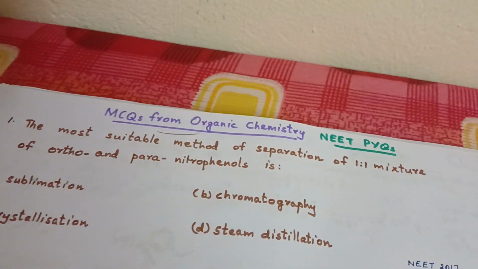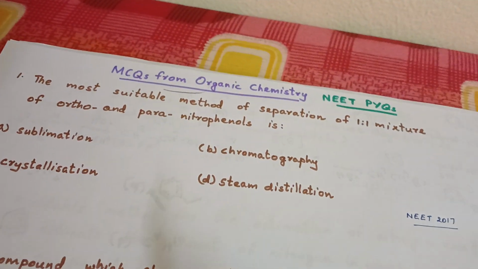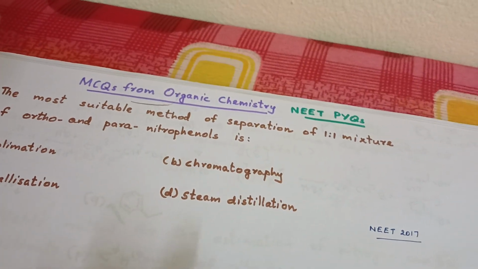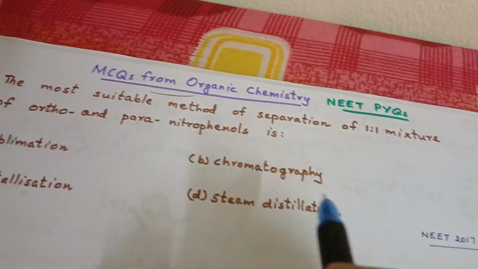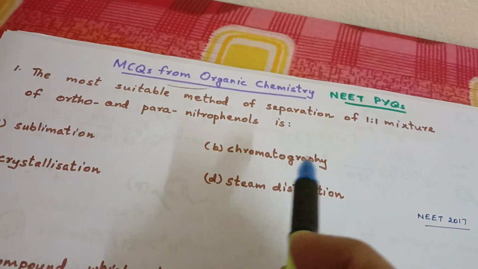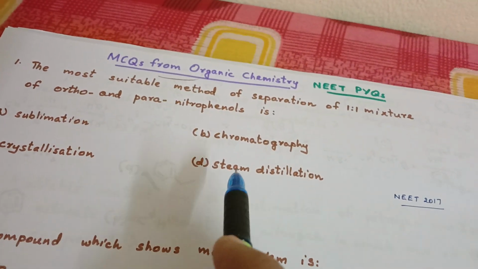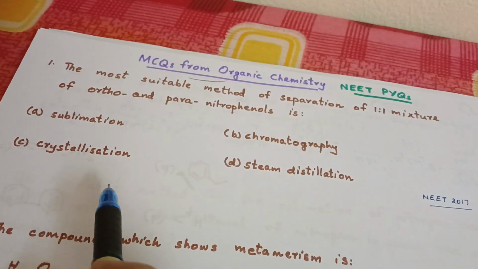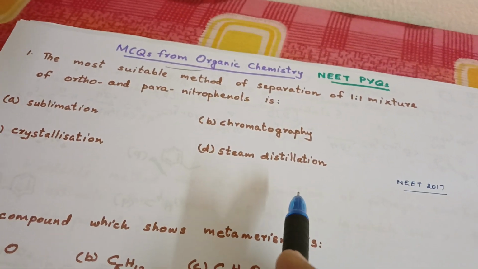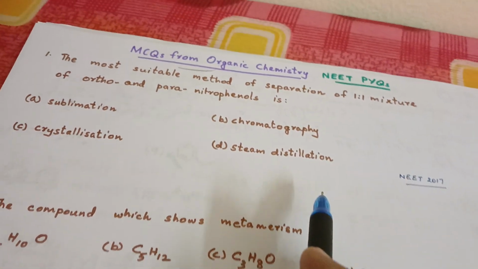Previous year NEET questions from organic chemistry. The most suitable method of separation of 1:1 mixture of ortho and para nitrophenols is: A. Sublimation, B. Chromatography, C. Crystallization, D. Steam distillation.